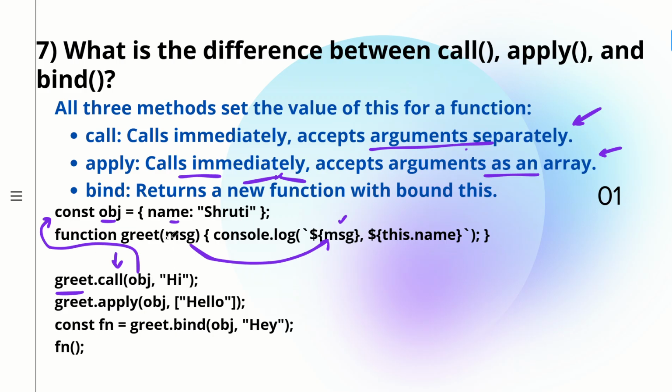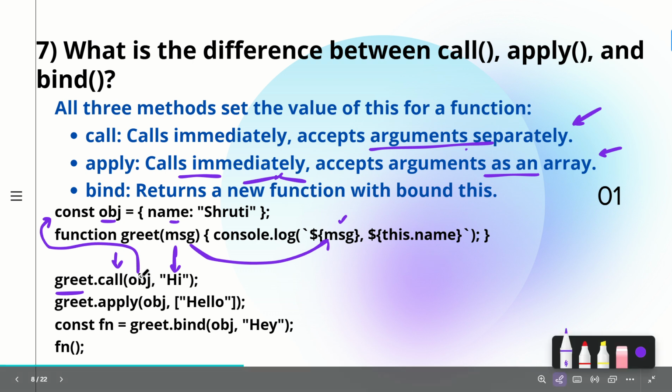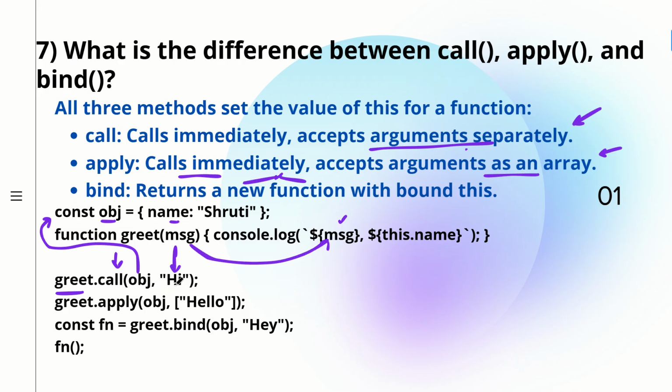So greet is expecting one argument, that is msg, so that msg is basically this hi. So first in call or apply or bind, the first argument which you pass is always your context, and after that is your argument to that function. So if you're calling greet.call(obj, 'hi'), then what happens? Console.log message, whatever message is the argument. You have passed hi, right? And then this.name. So what is this referring to? This is referring to obj, and obj is our context.